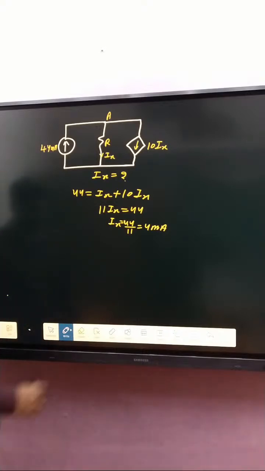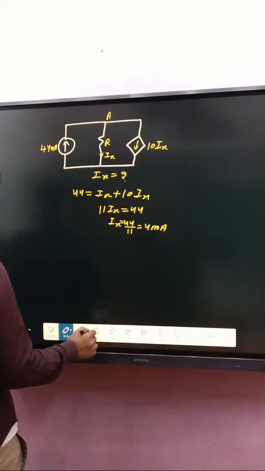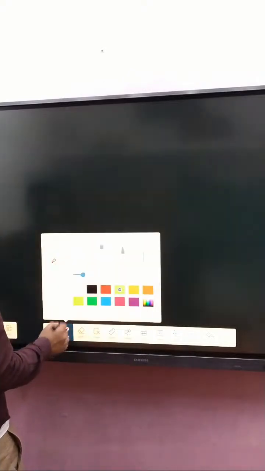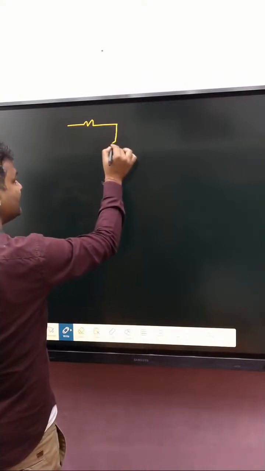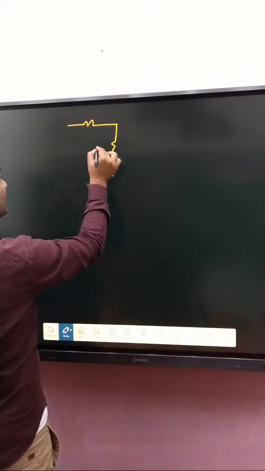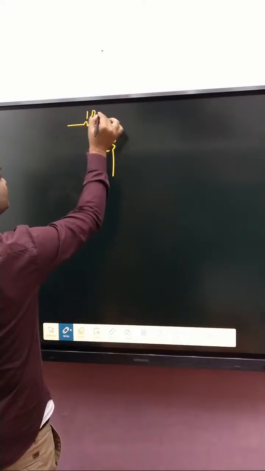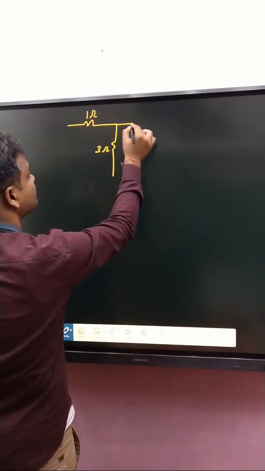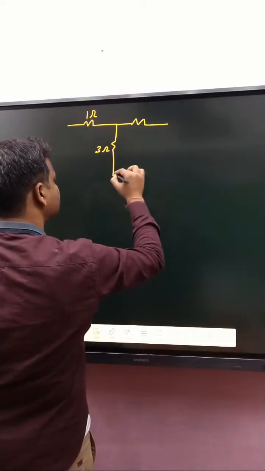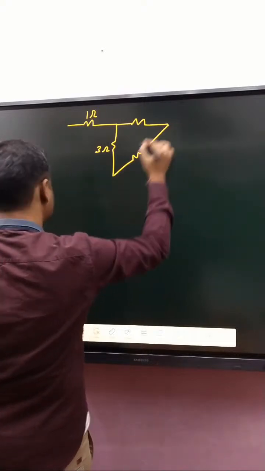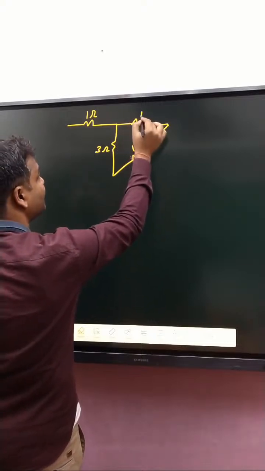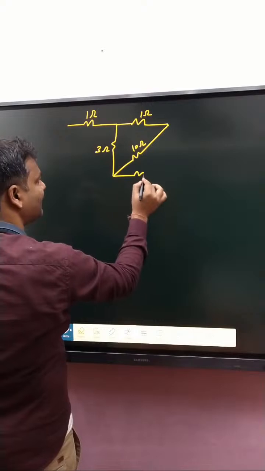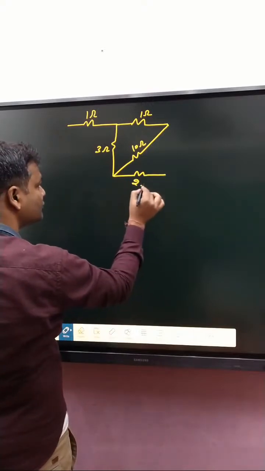Now next question. That one is 1 ohm and that one is 3 kilo ohm. Sorry, 3 ohm. That is 1 ohm. Another resistance is connected here, that is 10 ohm. And that is 1 ohm, and that one is 2 ohm.